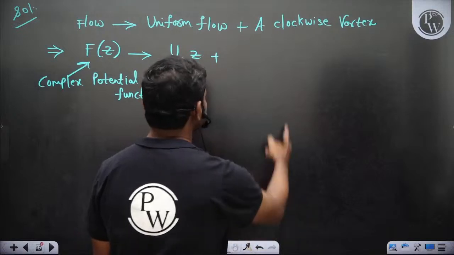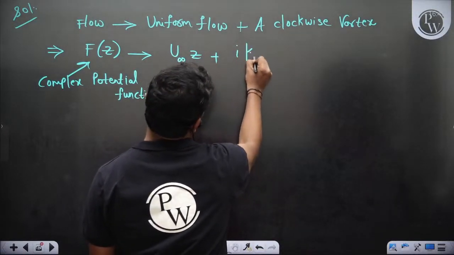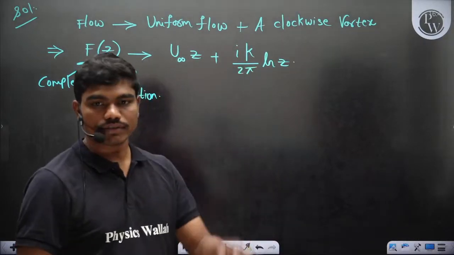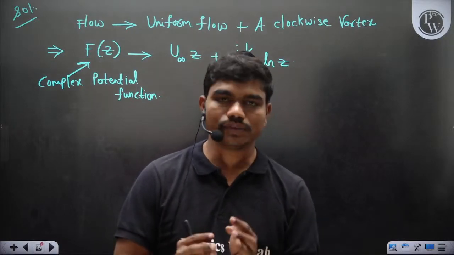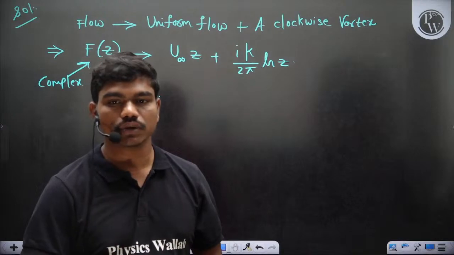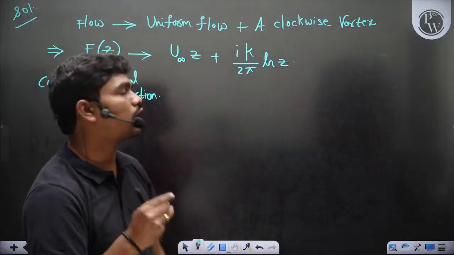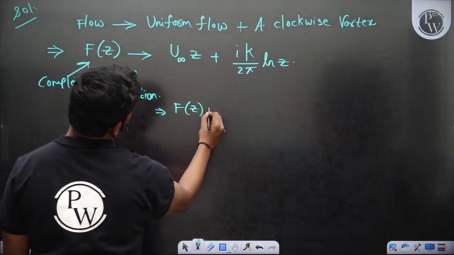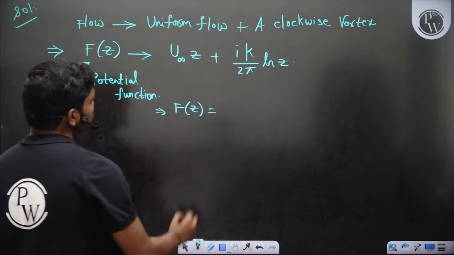So normally the complex potential function for the clockwise vortex is plus i circulation by 2 pi ln z, correct? So I have given you a list of the complex potential functions for basic flows like uniform flow, then vortex, then circulation of a vortex, okay, source, sink, for all these things, or flow in a sector. I have given you these basic complex potential functions. So if you simplify this, f of z is equal to, now what do you want? You want the velocity potential function phi. Okay, so let's simplify this.